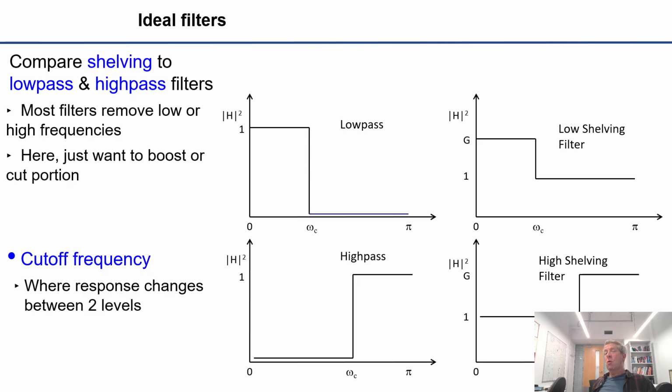We then have the equivalent for high pass. So high pass filters are ones that try to remove all the low frequencies, keep the high frequencies unchanged, whereas a high shelving filter provides a shelf, a boost or a cut to the high frequencies and tries to leave the low frequencies unchanged. It's a simple mapping from low pass to low shelf or high pass to high shelf. But the real question is the frequencies you don't care about, do you remove them or you just leave them unchanged?